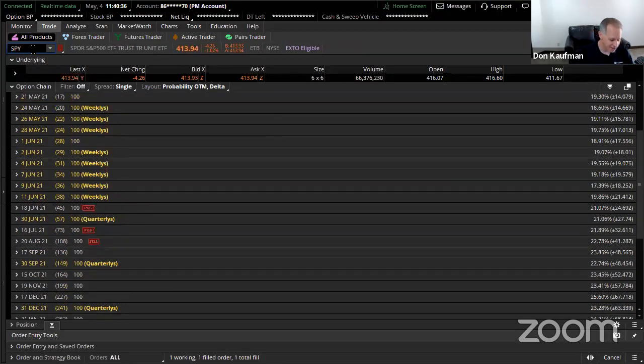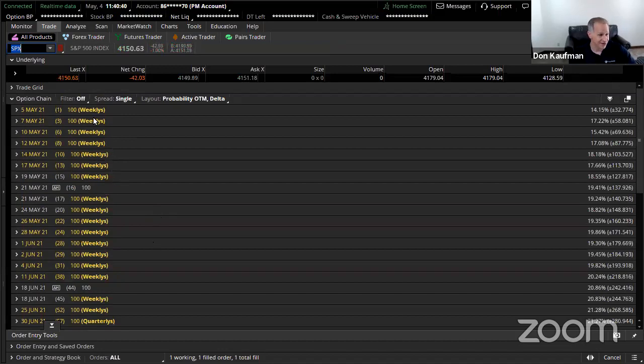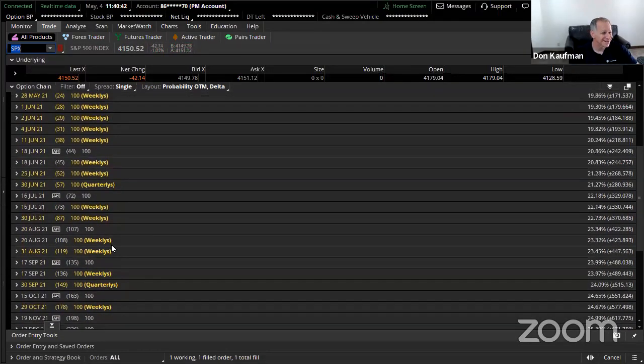You want to get really crazy? Eventually you can step up into the SPX. You want to get crazy? Look how many expirations are in here. You've got to dial this down.